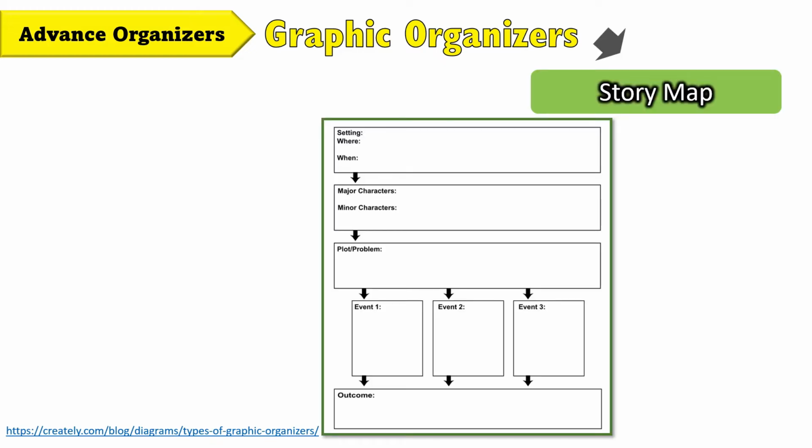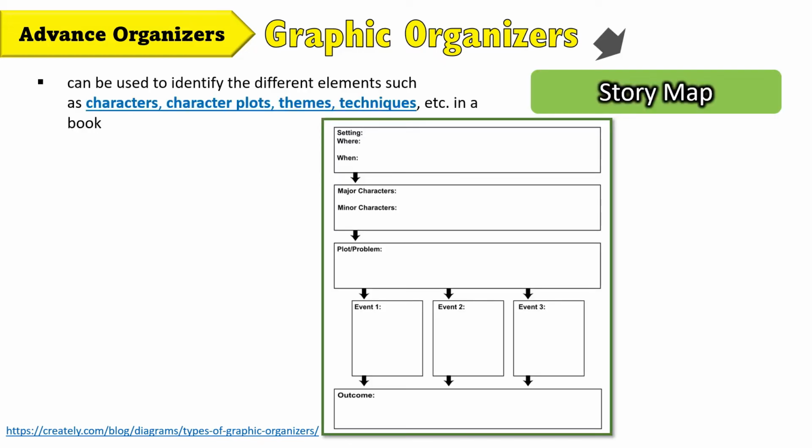Story map. A story map can be used to identify the different elements such as characters, character plots, themes, techniques, and others in a book students are reading. It's a useful tool that teachers can integrate into the lesson to improve students' comprehension.